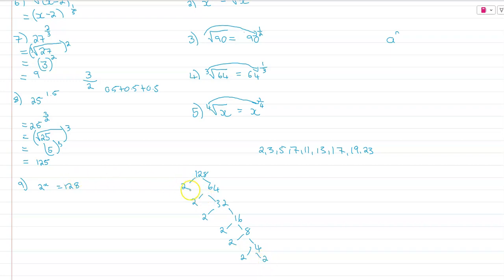Okay, so let's count how many times we had to divide by 2. 1, 2, 3, 4, 5, 6, 7. So 2 to the power of 7 is equal to 128, which means this is not the answer yet. They're looking for x, which means you need to say x equals 7. And that is how we get our answer. That's why prime factorization is also very important to understand and to know.